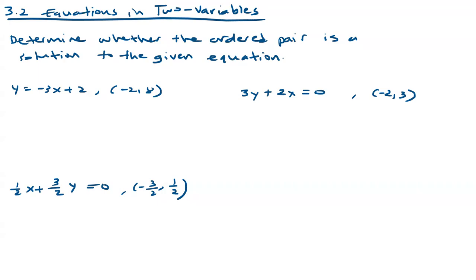Okay, so we're starting a new section here. This is section 3.2, which deals with equations in two variables. Our first question here is asking us to determine whether the ordered pair is a solution to the given equation.